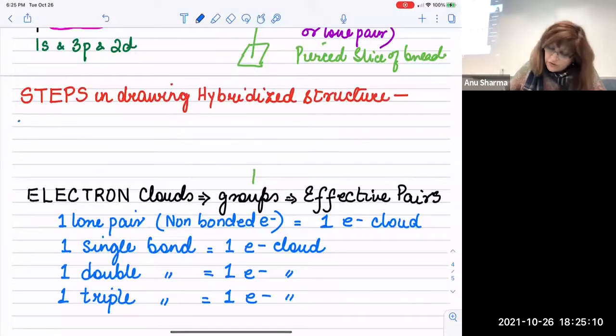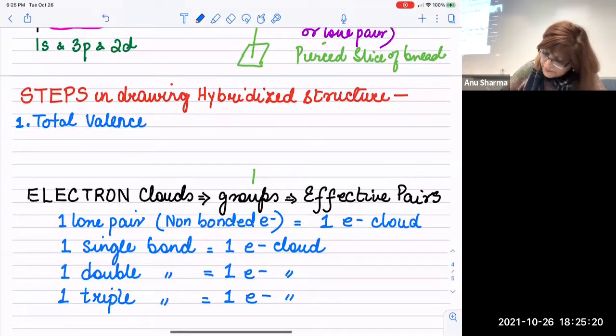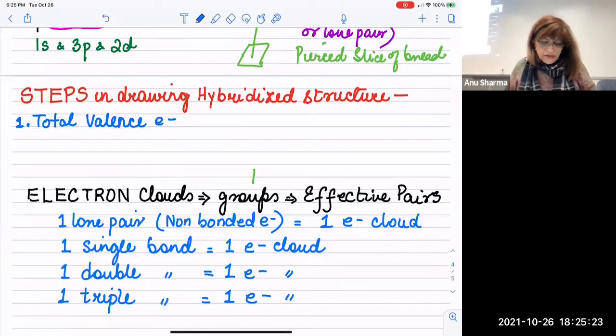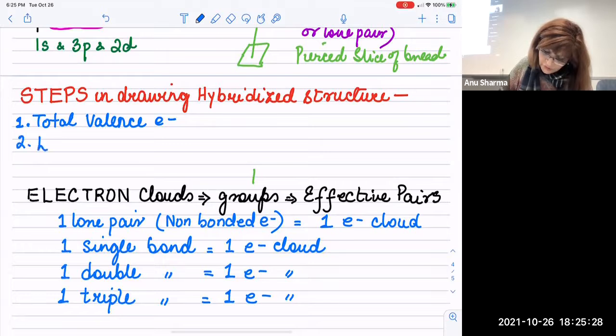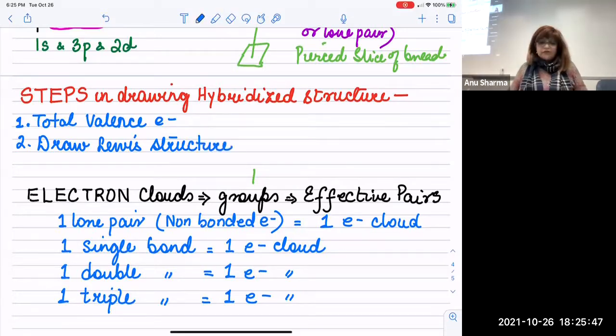So what are the steps? The first step is that obviously, count the total number of valence electrons. Then the second thing is draw the Lewis structures. You can go wrong if you haven't practiced it. Draw the Lewis structures.